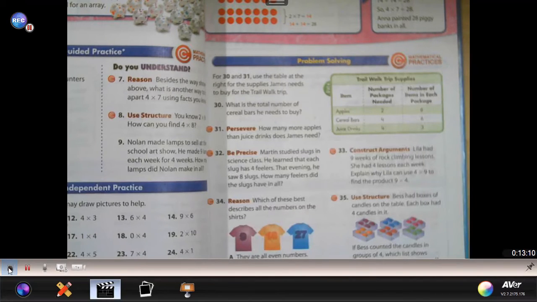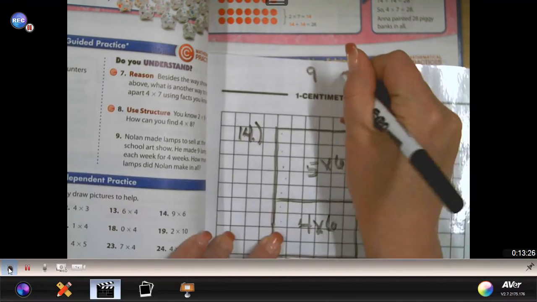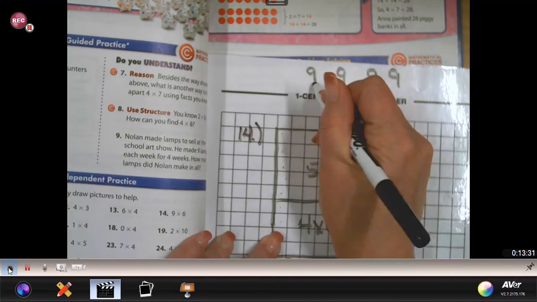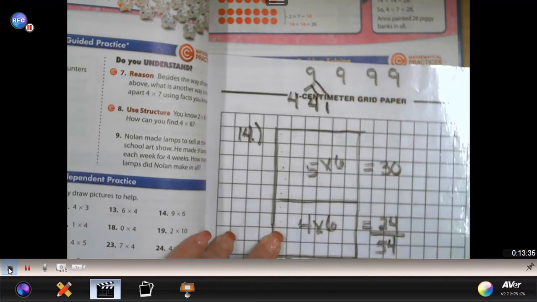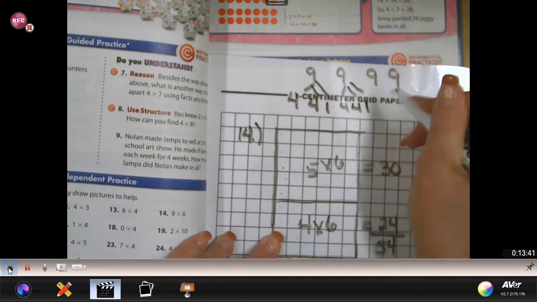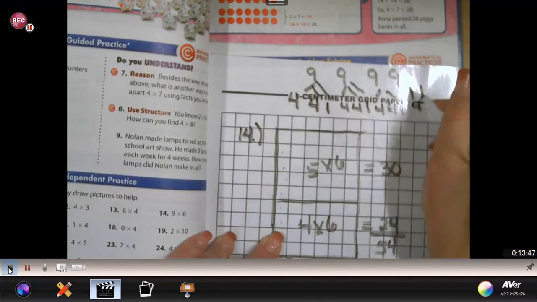Remember that when you use the order property, which means you can switch the factors and the product will be the same, you know that 4 times 9, and if you remember, inside of 9, if I have 4 groups of 9 here, inside of every 9 is a 4, and a 1. Right? 4, 4, and 1. 4, 4, 1, 4, 4, and 1.